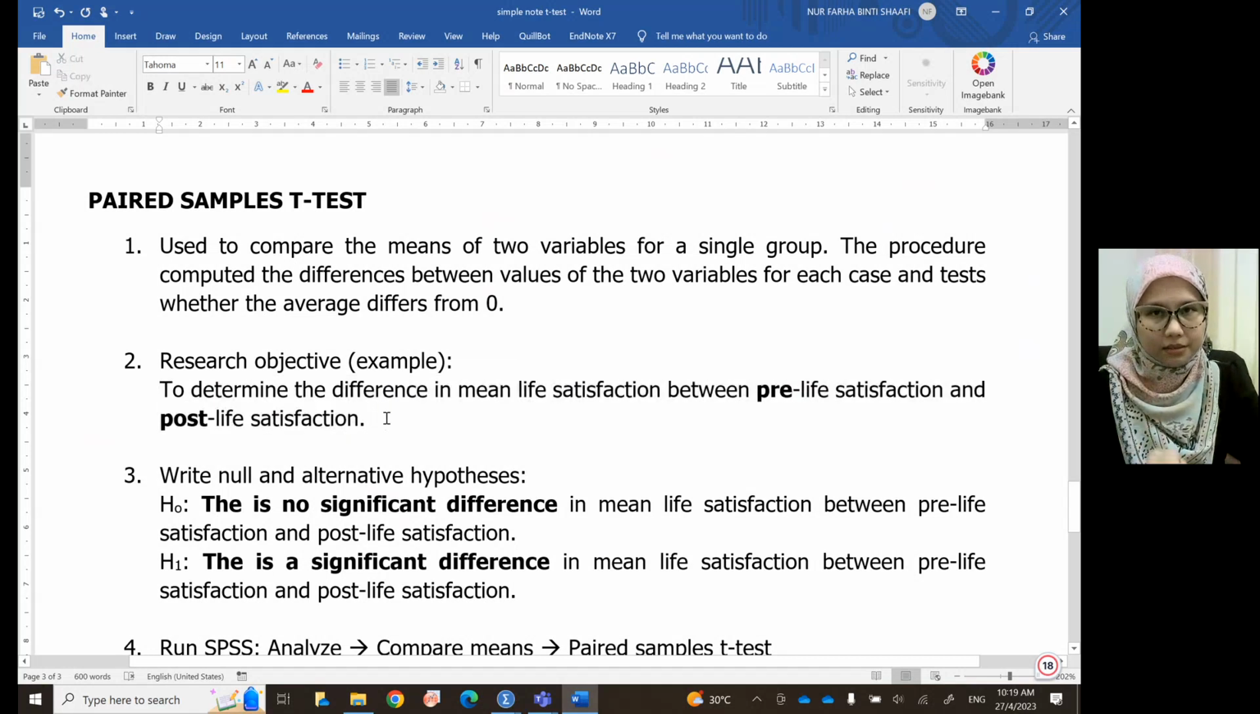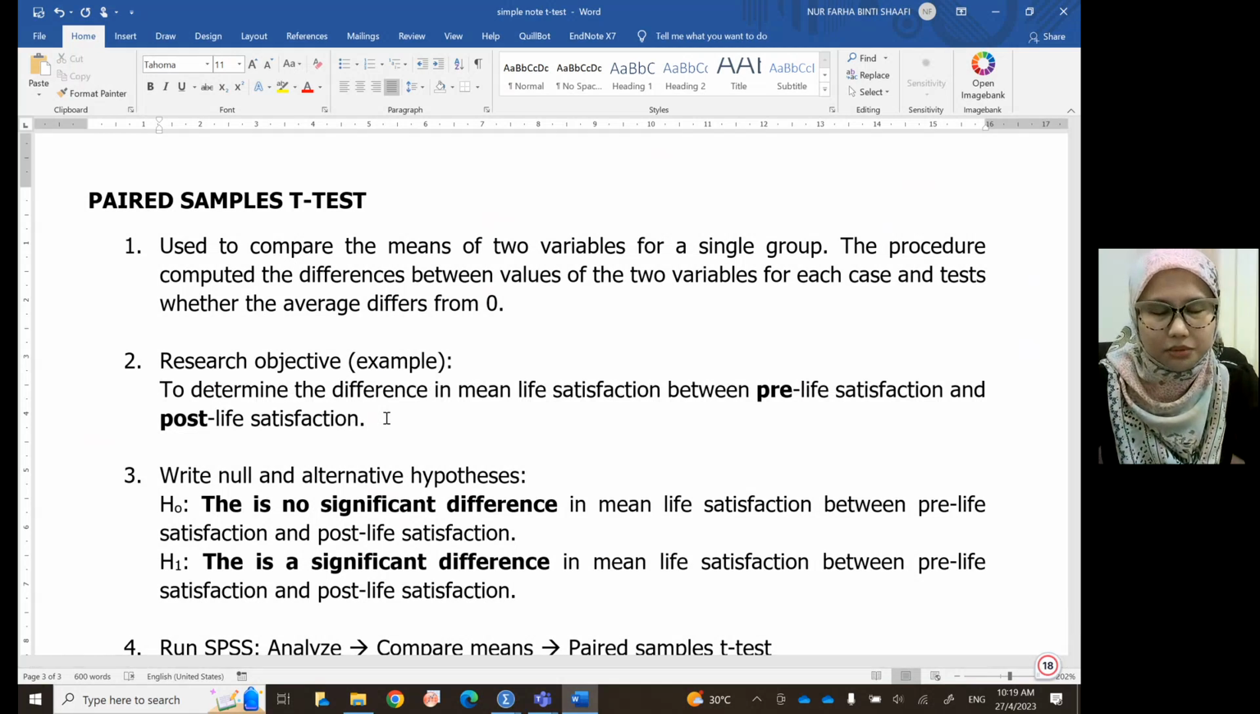You have a variable from your SPSS, the one that has been computed, kepuasan hidup. Life satisfaction is kepuasan hidup. So you have pre data and post data for life satisfaction, and then you want to see whether there is a difference between the pre and post data.